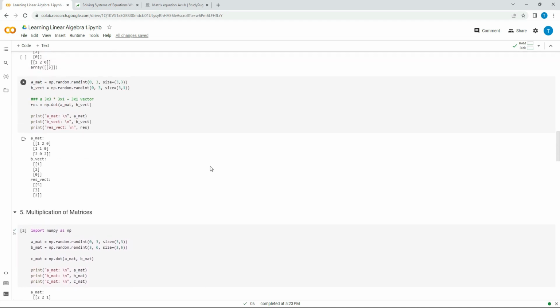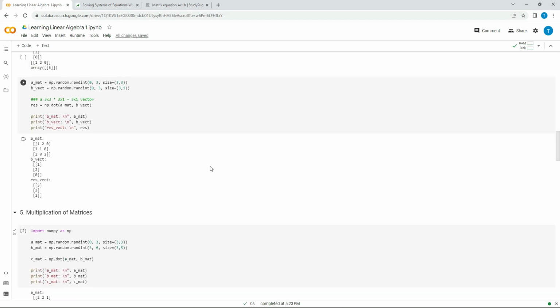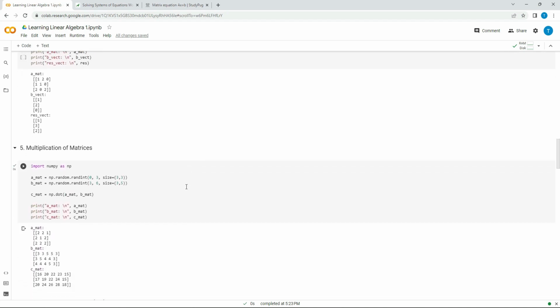We talked last time about matrix multiplication with vectors. Before that, we did vector multiplication with scalars. We showed that vectors can be multiplied by scalars, then vectors can be multiplied by matrices, and vice versa. Matrices can be multiplied by scalars, and then they can be multiplied by vectors. That was step 4, and you can take a look at it in the description, where I have the link to this notebook. But we'll start with multiplication of matrices here.